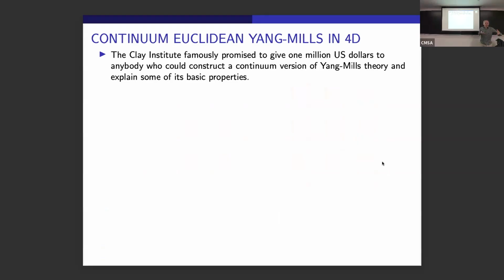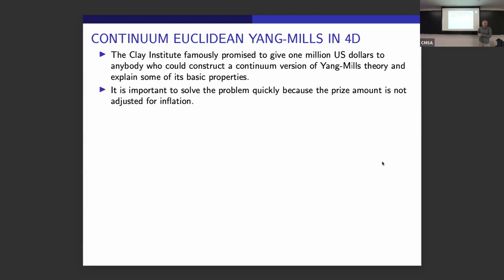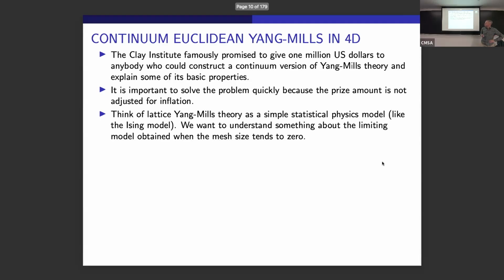Well, this is well known here around Harvard, because of the Clay Institute and Glimm and Jaffe, who did a lot in constructive field theory early on and helped pioneer this field and this question in particular. So they famously promised to give $1 million to anyone who could construct a continuum version of the theory I just described and explain some of its basic properties. And it's very important to solve this problem quickly because the prize is not adjusted for inflation. It may be getting worse soon.